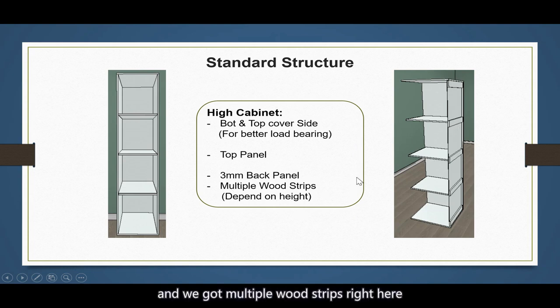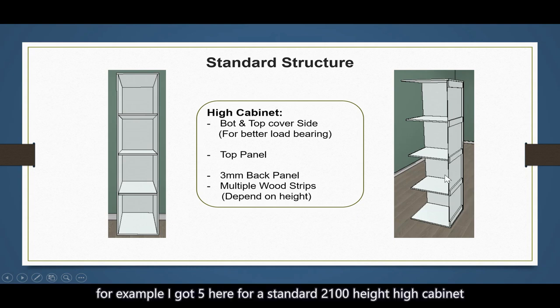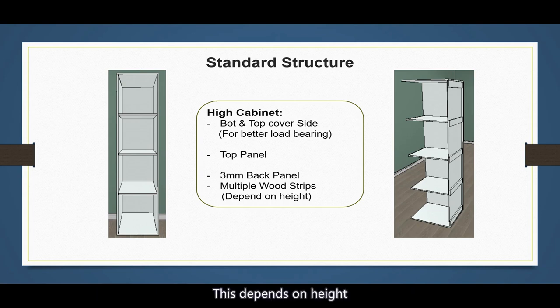And we have multiple wood strips right here. For example, I have 5 here for a standard 2100 millimeter high cabinet. So this depends on height. If the height increases, then maybe more wood strips. If the height decreases, there will be fewer wood strips. Okay, this is the standard structure of the high cabinets.